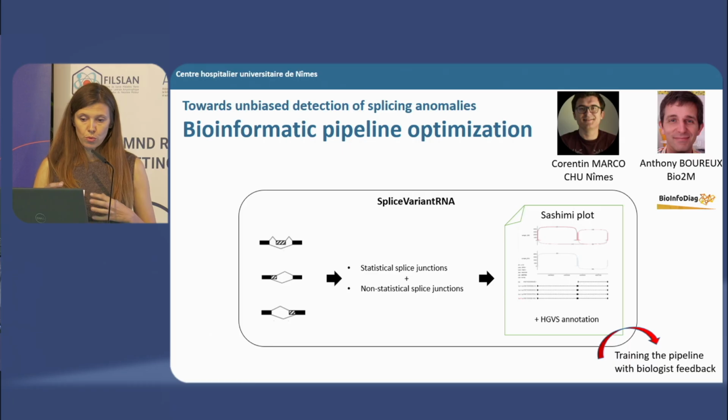And we train the pipeline with the biologist feedback. So whenever I detect a splicing anomaly that is not present in the report of Corentin, we adjust the filter and we create a feedback loop to optimize, and then we reanalyze all the patients.